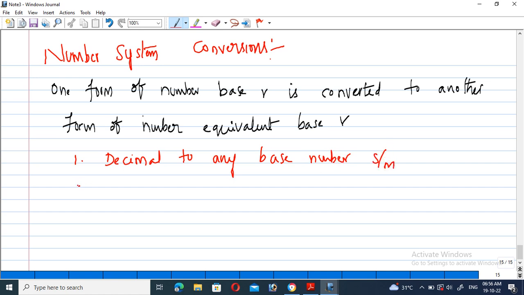The second one is any base number system to decimal number system. So it's like a reverse operation.